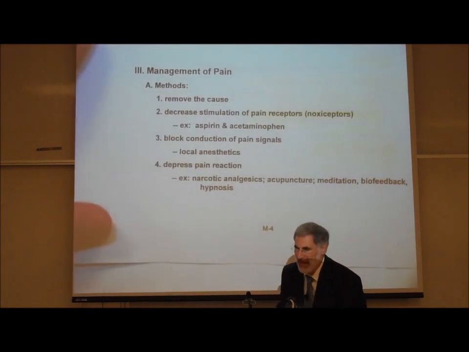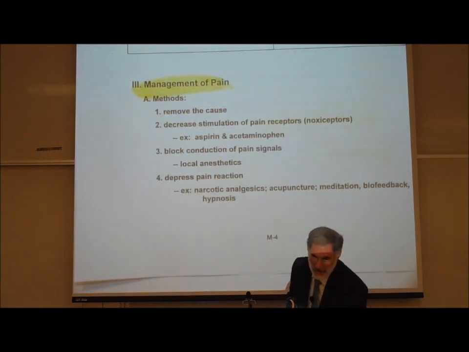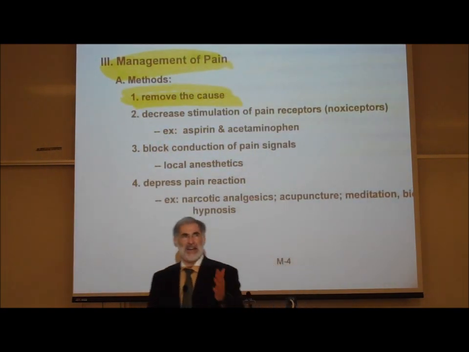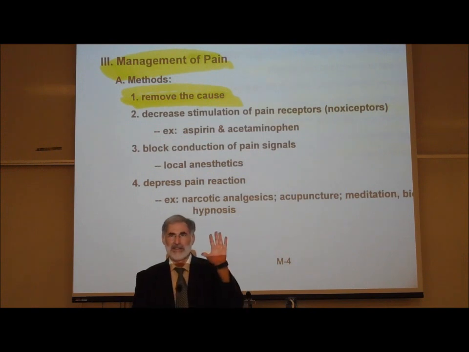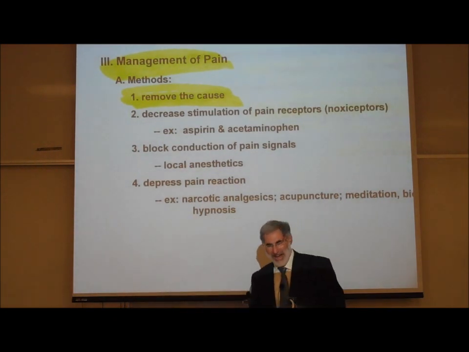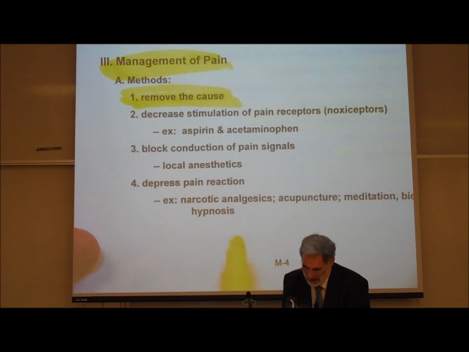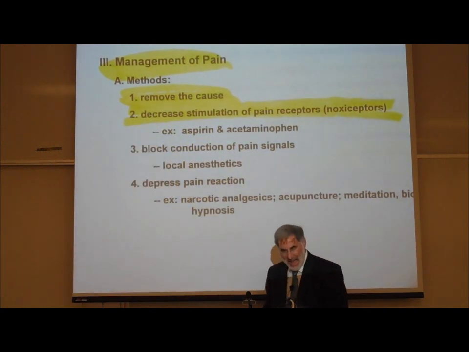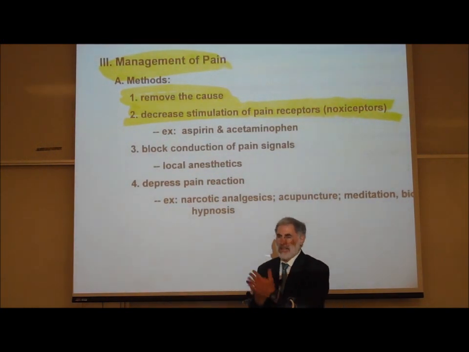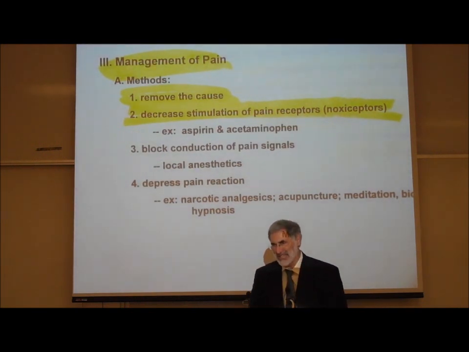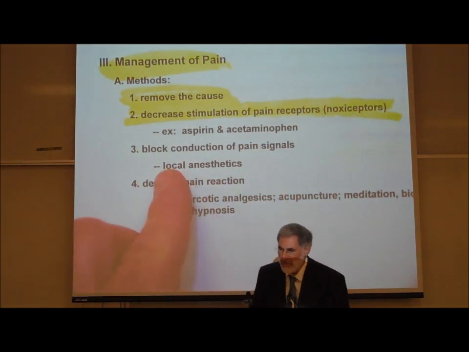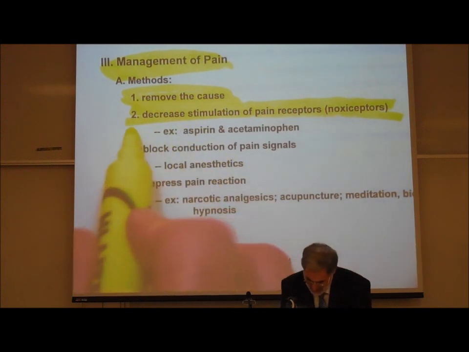Now, at the bottom of the page, management of pain. My favorite way of managing pain is remove the cause. If you've got a thorn in your hand and it hurts, remove the thorn. Okay? You've solved the problem. So that's one way to solve the pain problem, remove the cause. Another is to decrease activation of the pain sensory neurons. The drugs that decrease activation of the pain sensory neurons are aspirin and Tylenol. We'll explain how they work. Another approach is to block conduction of the pain nerve impulses.